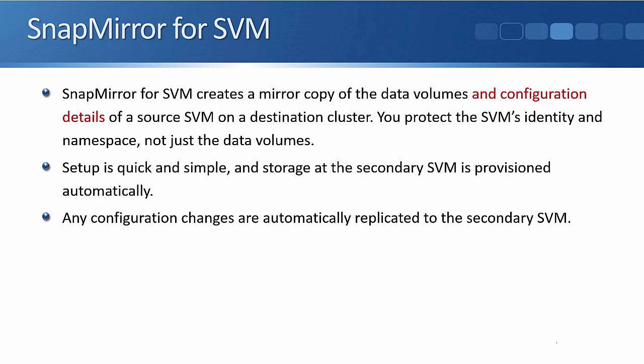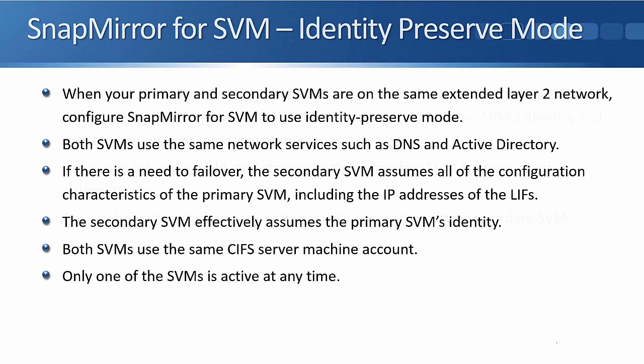So with SnapMirror for SVM, you protect the SVM's identity and namespace, not just the data volumes. Setup for this is quick and simple, and storage at the secondary SVM is provisioned automatically, and any configuration changes you make after the initial setup will be automatically replicated to the secondary SVM. There's a couple of different ways we can implement this.